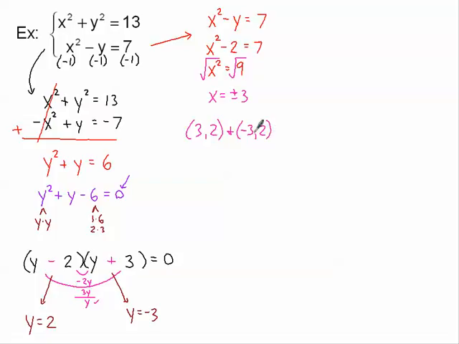Now some people choose to write it like this as two separate ones, or if you're fine writing plus or minus 3, comma 2, and understand that this is two answers right here, I'm fine with that. Let's plug the negative 3 in.